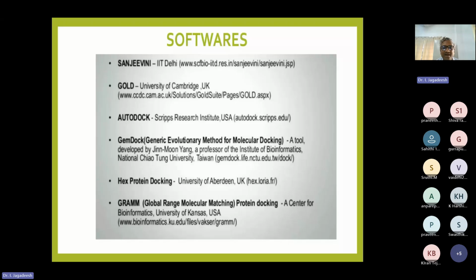Another docking tool is GEMDock, Genetic Evolutionary Method for Molecular Docking. It is a tool developed by Jinmoon Yang, a professor at the Institute of Informatics. This is Taiwan-based software. Then Hex protein docking, which is UK-based, and GRAM, that is Global Range Molecular Matching protein docking tool, developed at the Center for Bioinformatics, University of Kansas, America. These softwares are more popular among our national, domestic, and international, that is global, docking softwares.